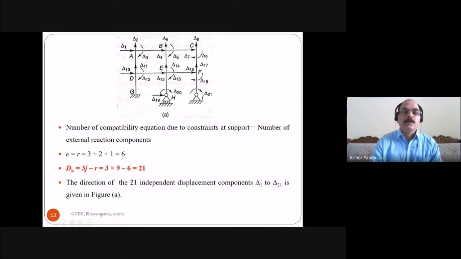So in the case of a rigid jointed plane frame, you can find the degree of kinematic indeterminacy using this formula when you are considering the extensibility of the member. So the degree of kinematic indeterminacy is equal to 21, and these are the directions of the displacement components.